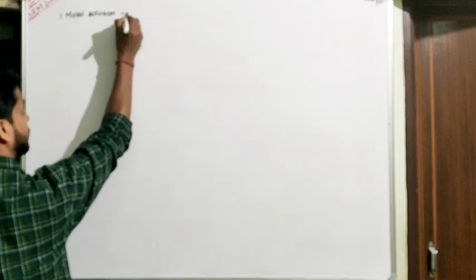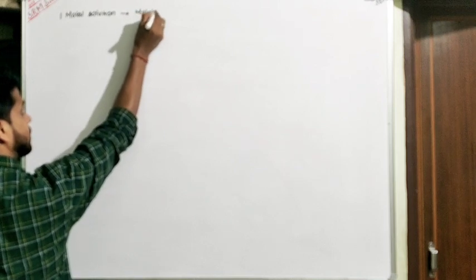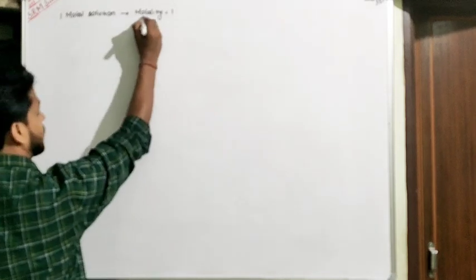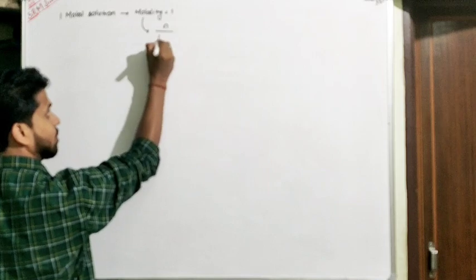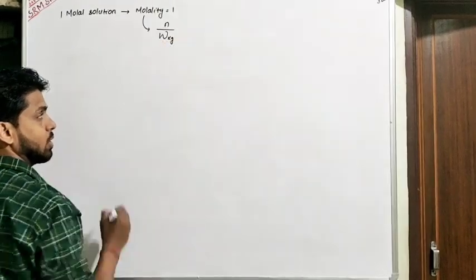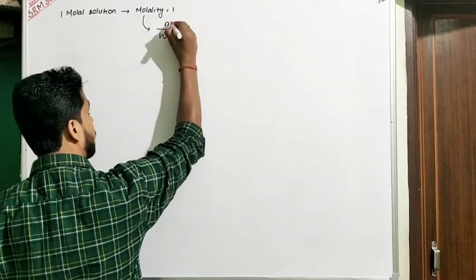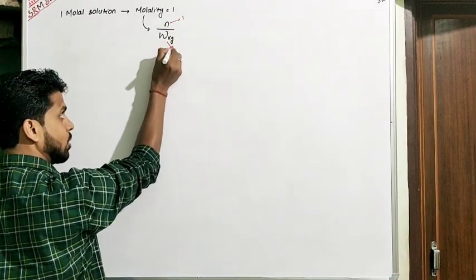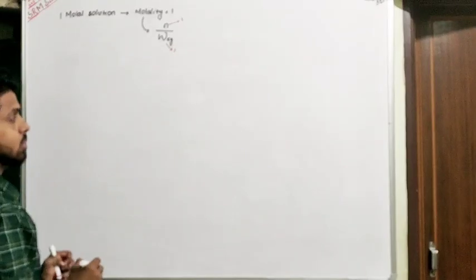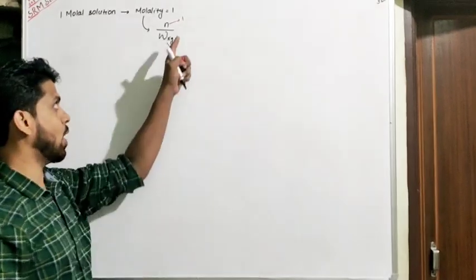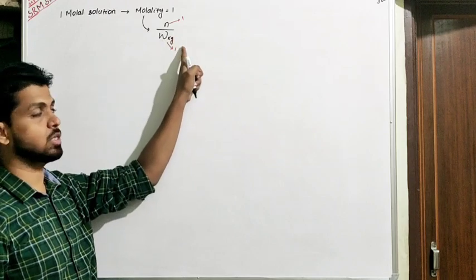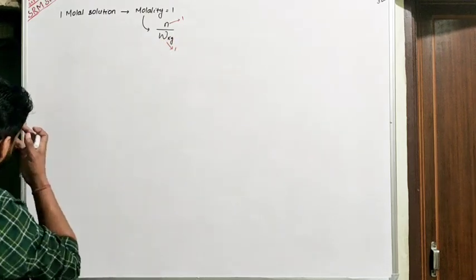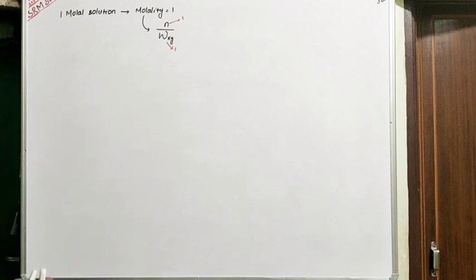1 molal solution means molality will be equal to 1. That means molality is number of moles over mass of the solvent in kg. So when will it be 1? When 1 mole of the solute is dissolved in 1 kg of the solvent, then that solution will be called a 1 molal solution. So molality equals 1.